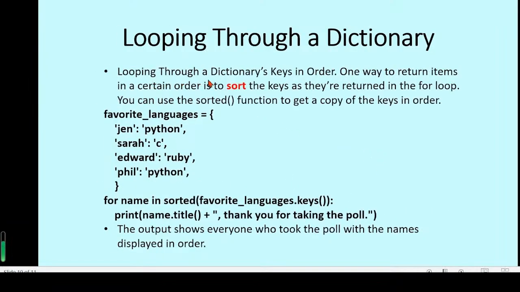You can also loop through a dictionary's keys in order. So one way to return items in a certain order is to sort the keys as they are returned in the for loop. You can use the sorted function to get a copy of the keys in order. So create this list. Then we use the name, sorted favorite languages dot keys, then print out.